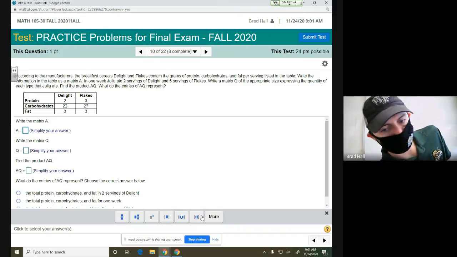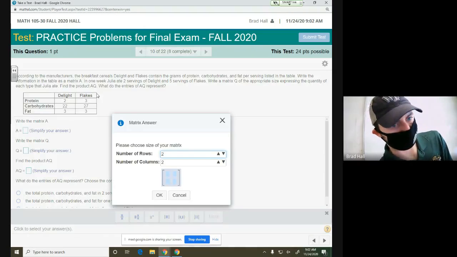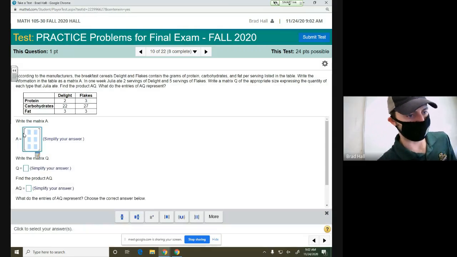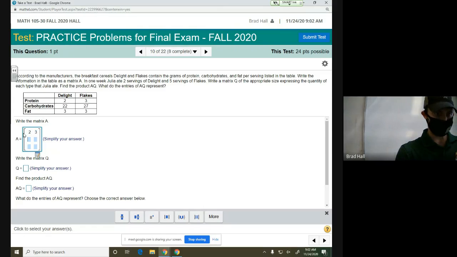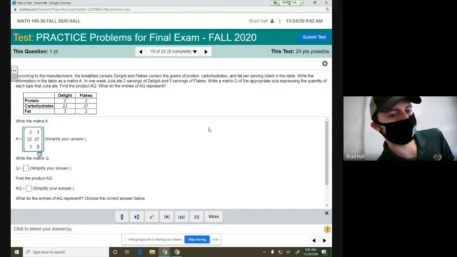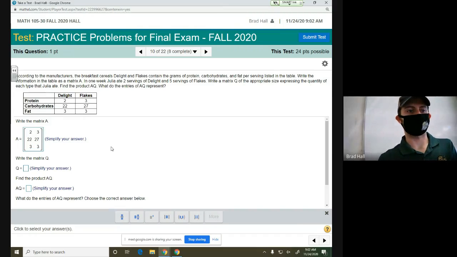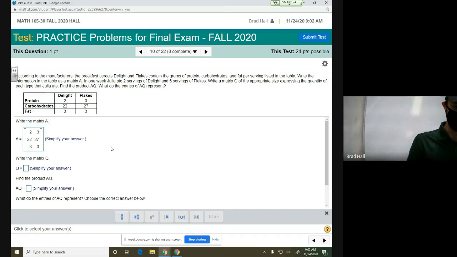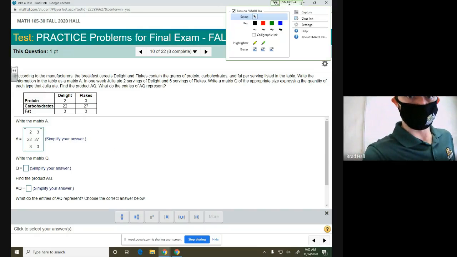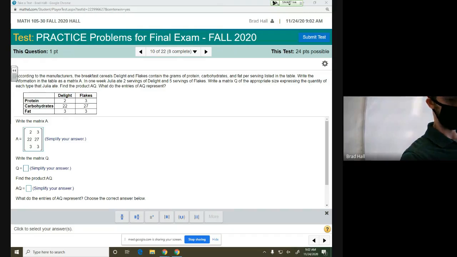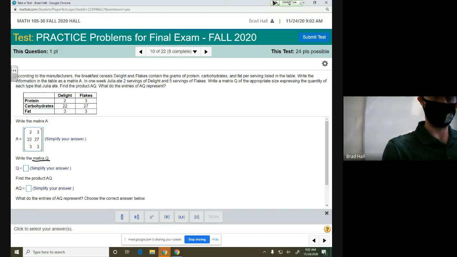So really what we need to do is click on the little matrix thing down here. So it looks like there's 3 rows and 2 columns. So they want us to just rewrite the table. 2, 3, 22, 27, 3, and 3. So that's matrix A. It says the information in the table is matrix A. Additionally, we then ask, well, what is matrix Q then? So it follows to say, what is matrix Q? So I guess the paragraph is helpful here.